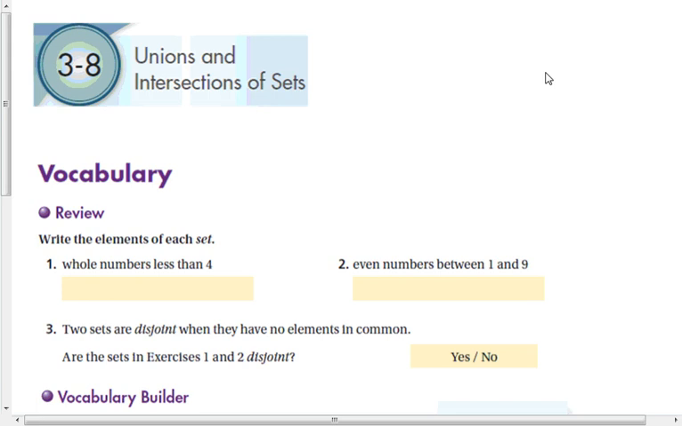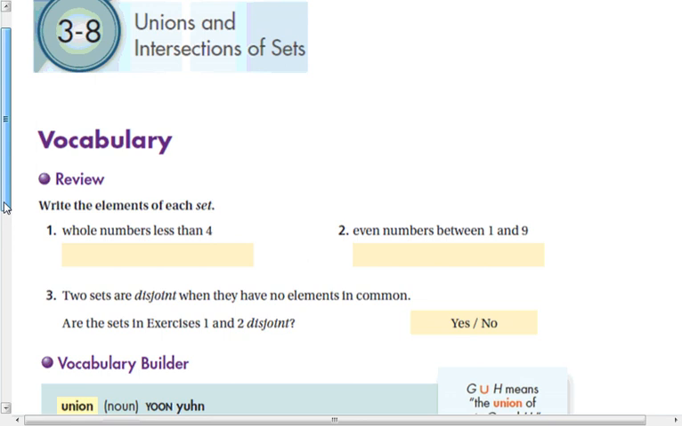Hey students, this is lesson 3.8. In this lesson, we're going to learn how to find the union and intersections of sets. Go ahead and do this review. There's some really important vocab here you need to pay attention to.